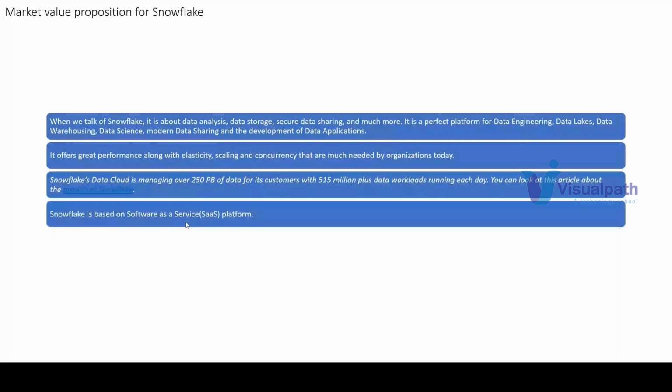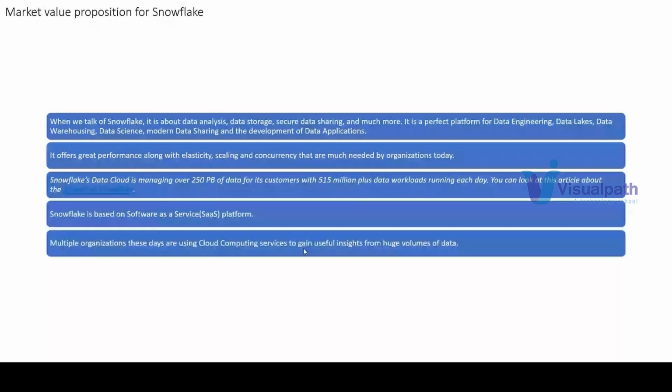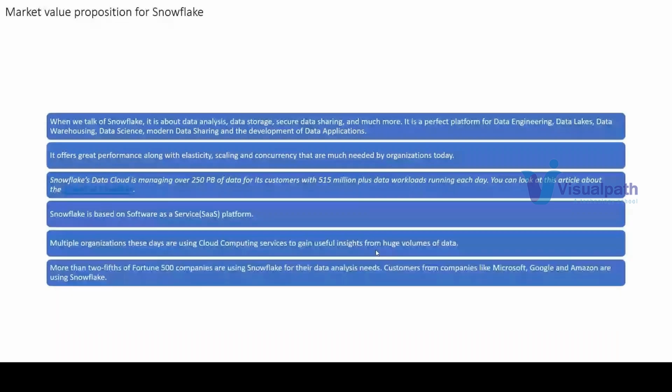This is your software as a service in this case, because there is no need to bother about security, resources, compute, storage, network, or memory. Everything will be provided to you, and you just need to use that application. That's what we are going to do in this course. Multiple organizations these days want to gain full insights from huge volumes of data. That's why the market for Snowflake is rapidly expanding. You can see here that more than two-fifths of the Fortune 500 companies are using Snowflake for their data analysis needs.